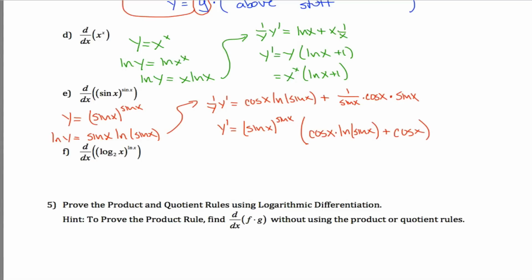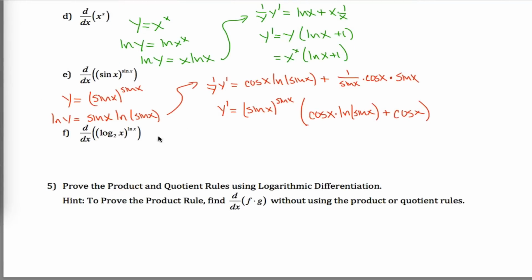Same idea here for part F. This might have been a little overkill. It might look like you can apply some log rules to bring this down in front, but it's not the x being raised up to the natural log of x power. It's this entire thing. So no log rules apply.